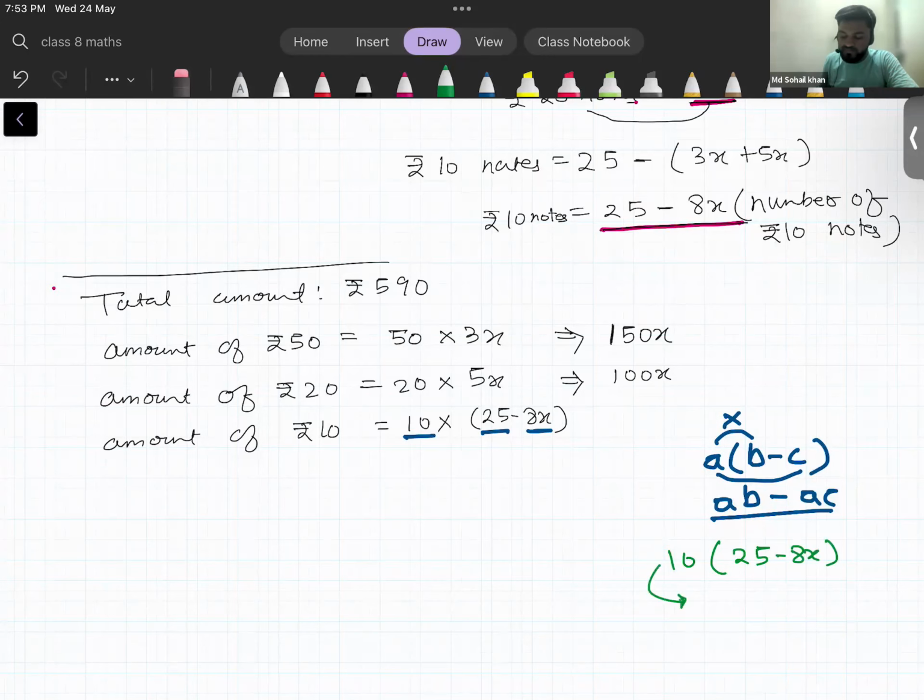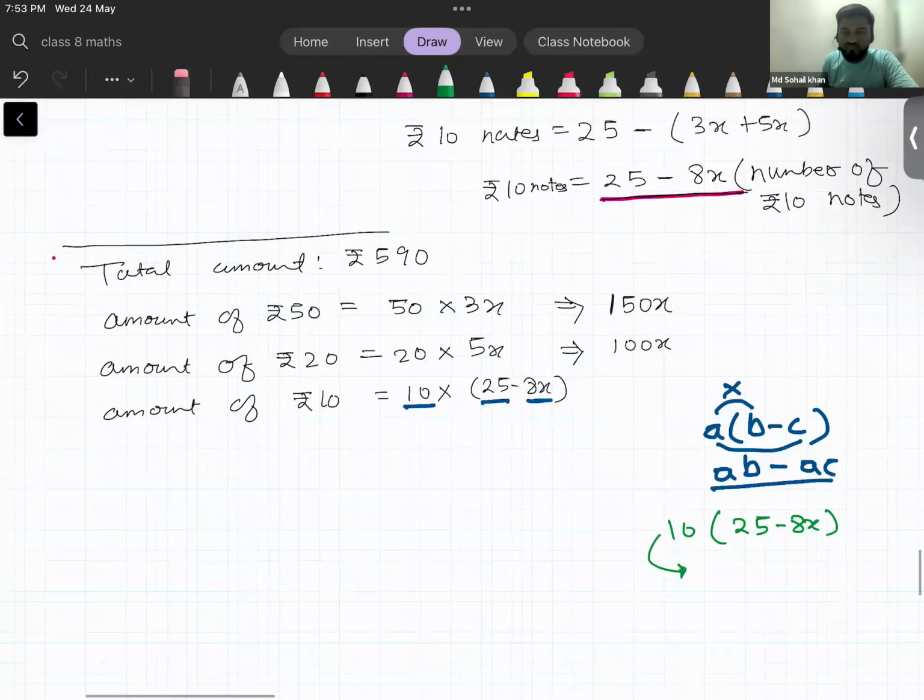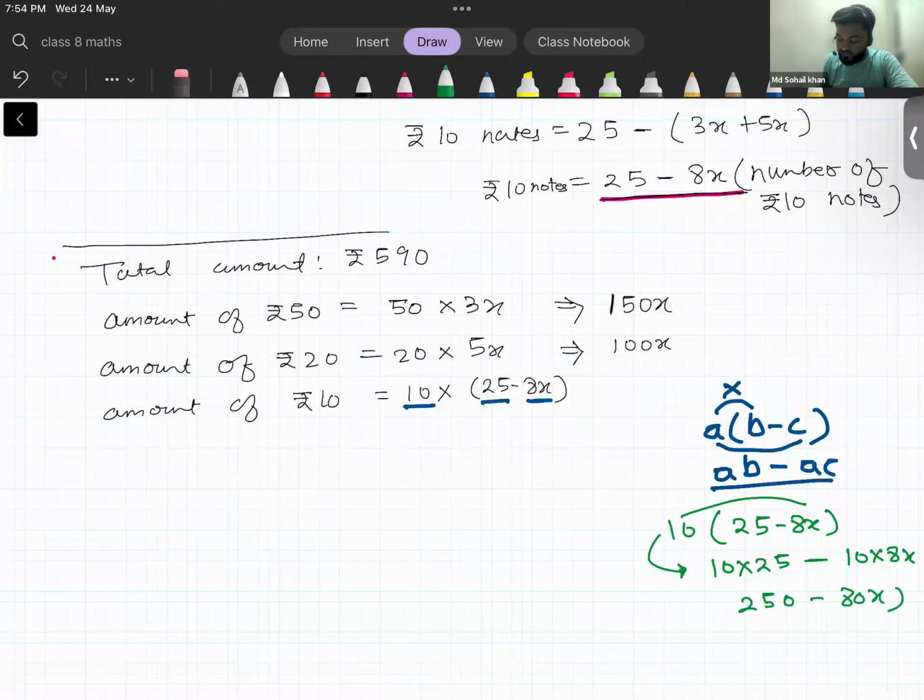What will it be? 80x and 250x minus 50x. It has to be like this, na? First, you multiply 10 with 25. In between comes minus sign. Then you multiply 10 with 8x. 10 multiplied 8x. So your answer is like this. 250 minus 80x. Okay. This is your answer.